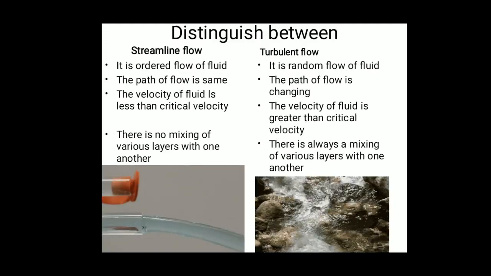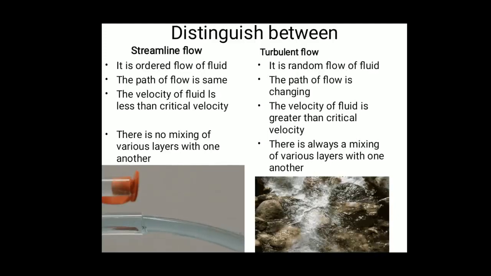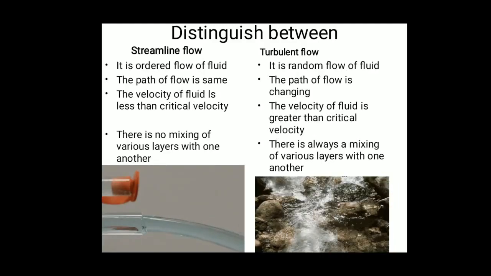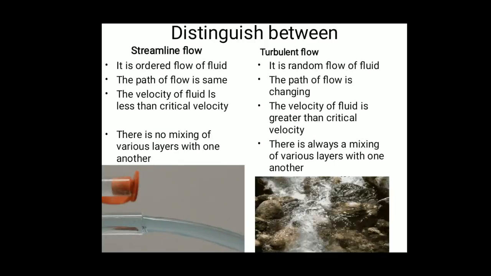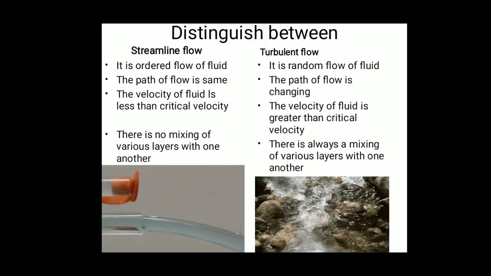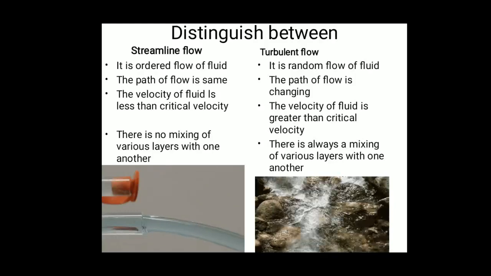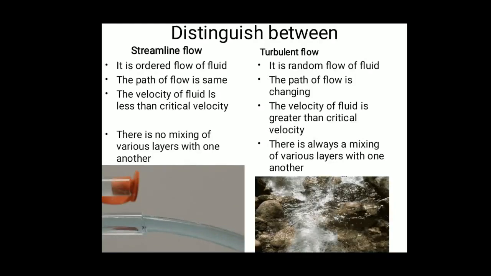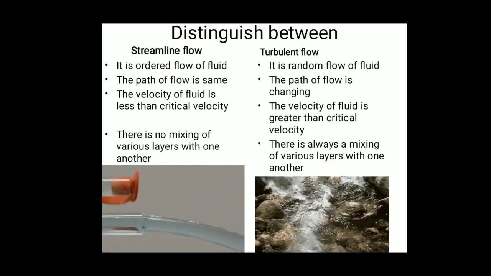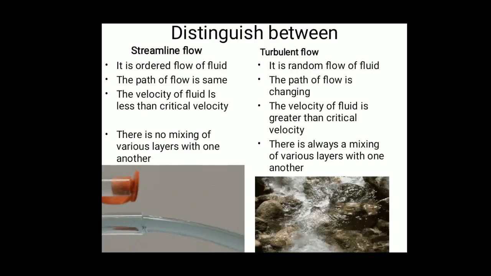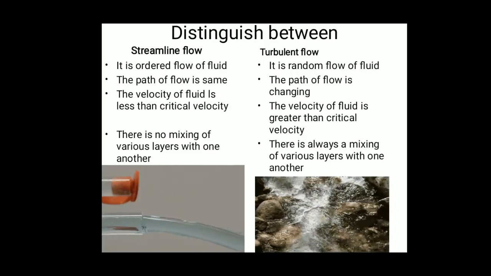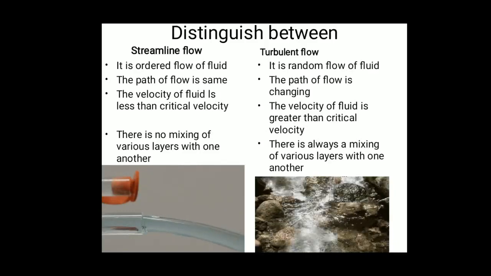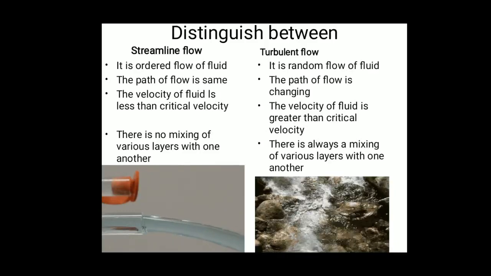Now let us discuss the difference between streamline flow and turbulent flow. Streamline flow is an ordered flow of fluid, that means it is a steady flow of fluid. Turbulent flow is a random flow of fluid, a zigzag motion. The path of flow of fluid is the same in streamline flow, that means the velocity of every particle crossing a given point is the same. In turbulent flow, the path of flow is changing, that means the velocity of the particles crossing a given point is different.